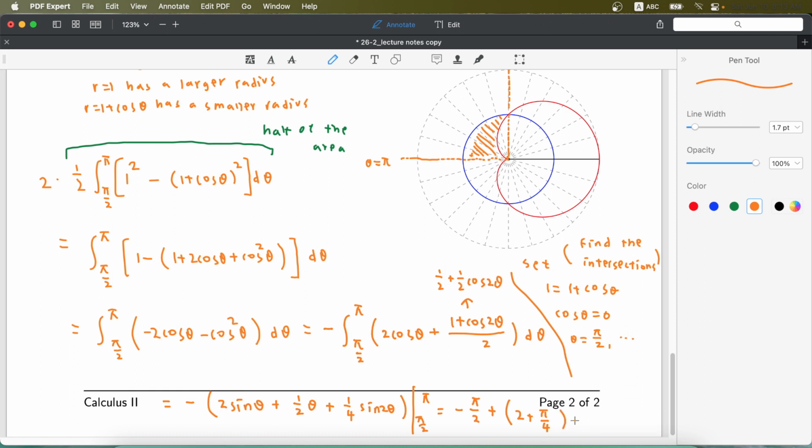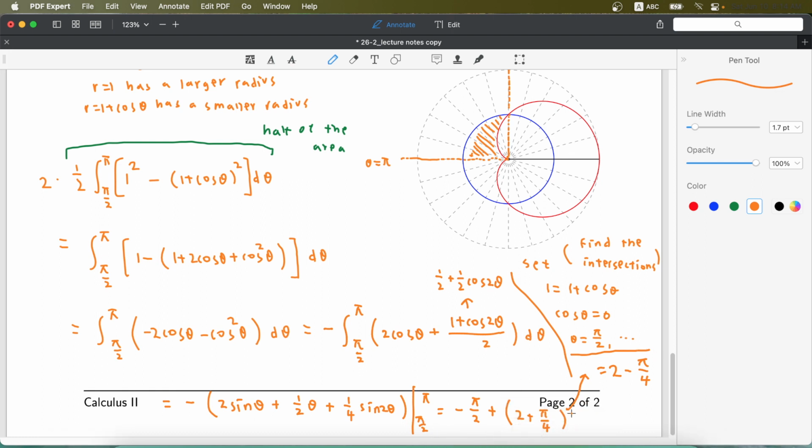So let me write the answer right here. I'm sorry for the tiny space; I cannot do this here, otherwise it will mess up my notes. So 2 plus pi over 4 plus negative pi over 4. So we should have a 2. And we have minus pi over 2 plus pi over 4, so that should be a minus pi over 4.